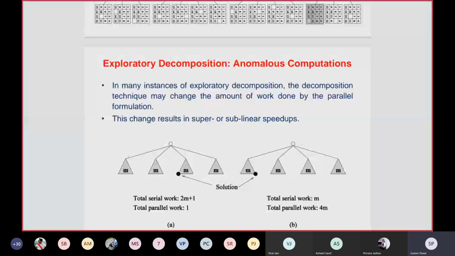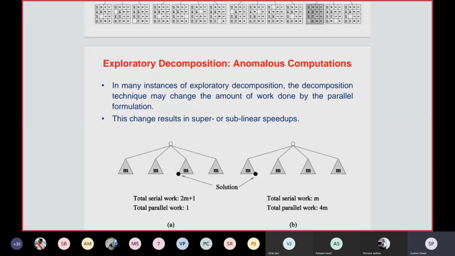So if you see, two examples are represented here. The 4 tasks are shown having the work associated with m. In case of serial execution for the first example, you are executing tasks one by one in order to get the solution. So total serial work will be 2m plus 1, because the solution is found at task number 3 in that case, and total parallel work will be 1 there only.